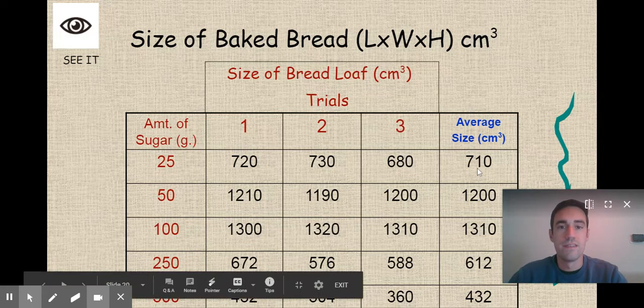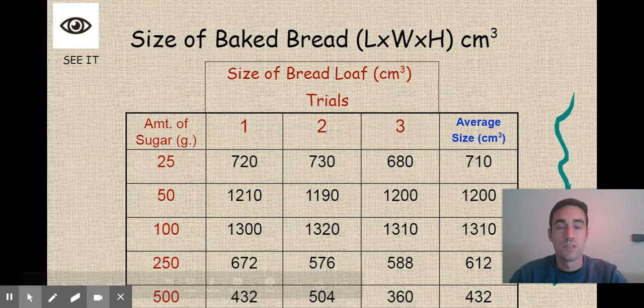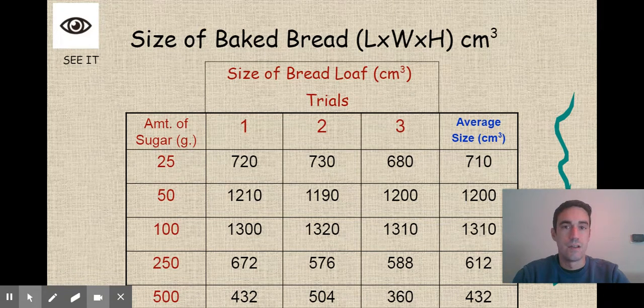So looking at this data, what I want you to do on the next question, it's going to be an open-ended question. What do you notice about this data? Which bread was the biggest? Which bread was the smallest? Use this data and see what changes as the sugar changes. What do you notice about this data? Go ahead and do that now.